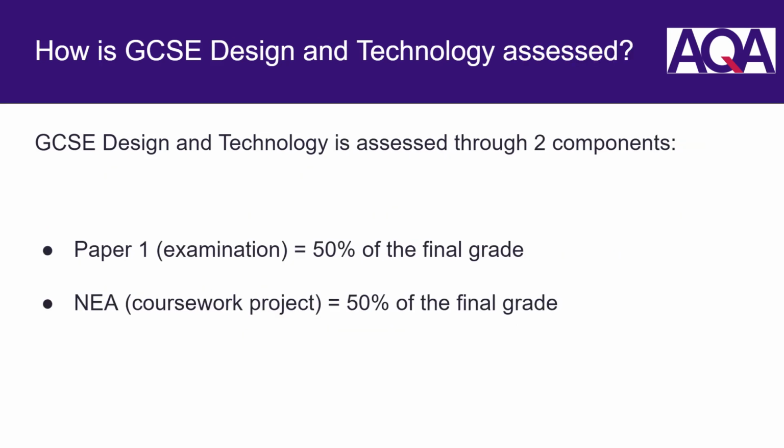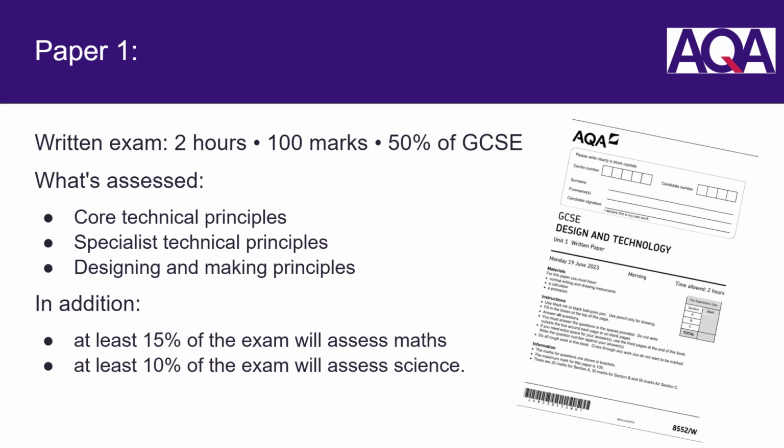So how's it assessed? Within this course, there are two assessed components. The first being paper 1, an examination, which is 50% of the final grade. The second being the NEA, which is a coursework project, and that's also 50% of the final grade. So let's look at paper 1.